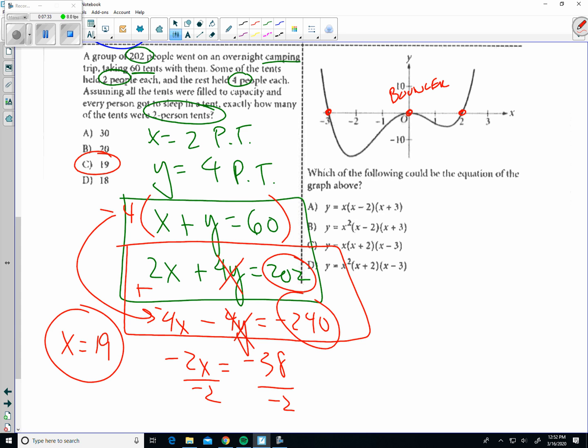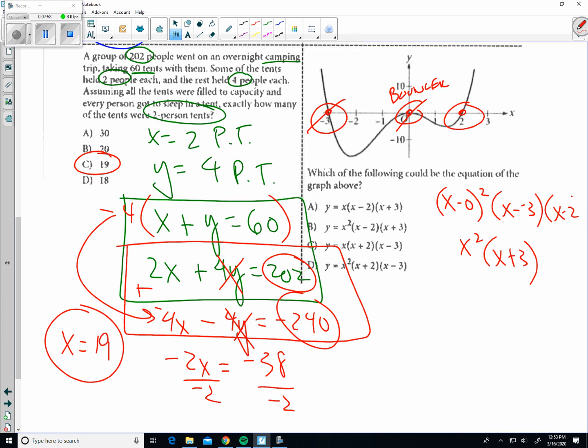So if you remember the formula for it, if a 0 is 0, then that would just be x minus 0 being squared, which could be simplified as x squared. If -3 is a 0, that would be x minus -3, which comes out to be x plus 3. Got those 2 taken care of. And then, of course, this last 0 is at 2, so that would just be x minus 2.